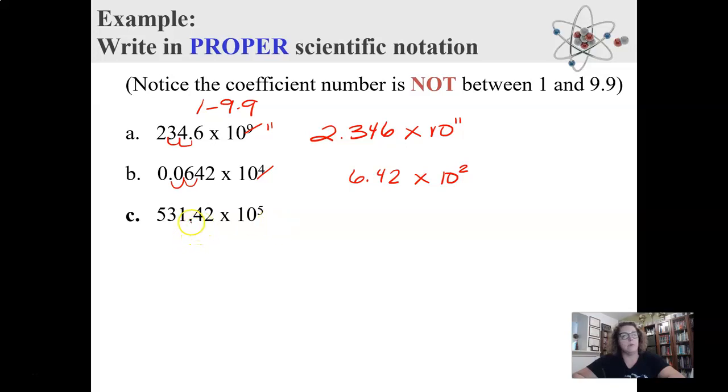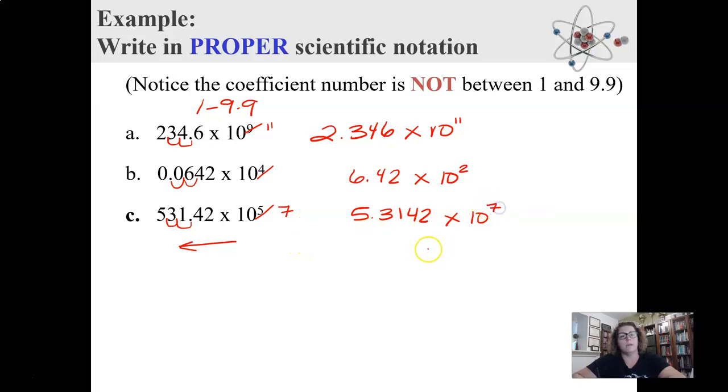I'm going to move this decimal one place. Now I have 53, and I'm going to move it one more place so I can get at least to 5. So I'm going to have 5.3142 times 10, and I moved it to the left. I'm making it more positive. So I moved it 2 places, so this 5 is going to change to a 7.